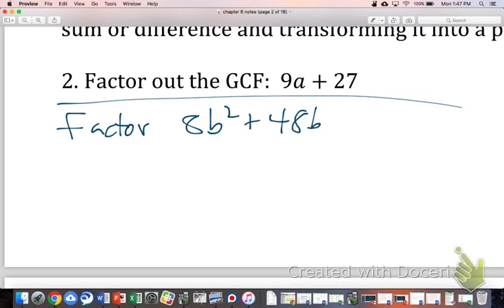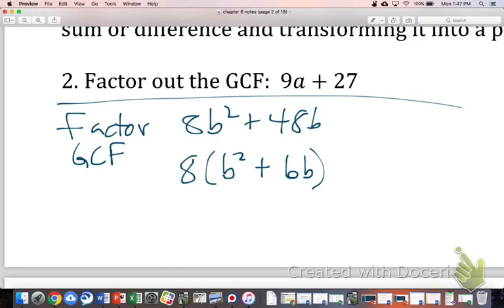Okay. There we go. So 8b squared plus 48b. In the video, I think it said factor the GCF, the greatest common factor. The number one wrong answer on this was 8 parentheses b squared plus 6b. Of the folks that missed this one, that was the number one wrong answer. And I want to say that you haven't actually written anything incorrect. You just haven't factored out the entire GCF.